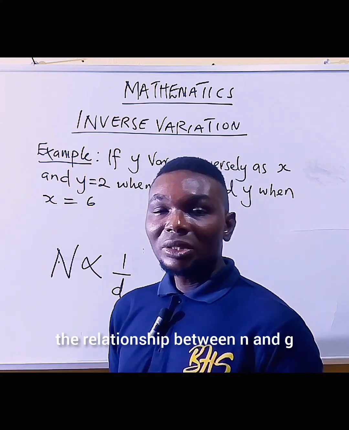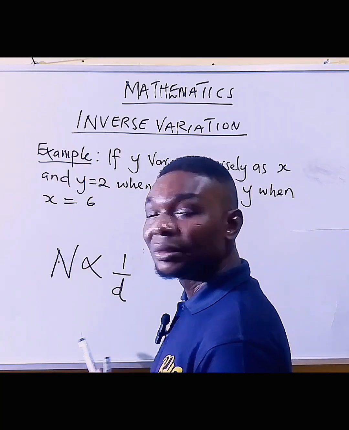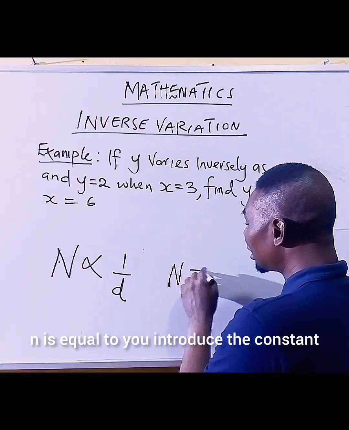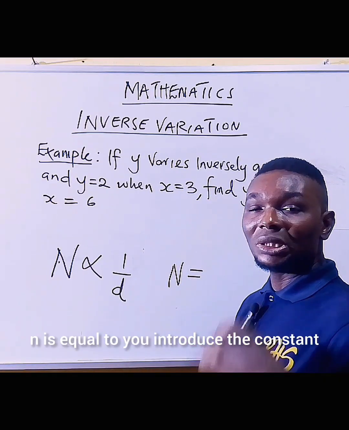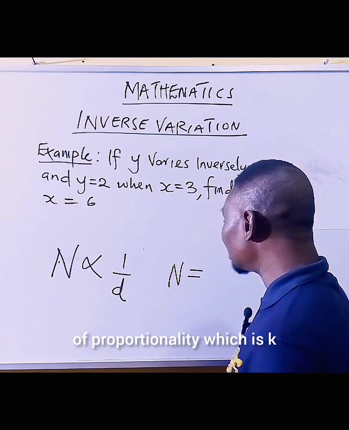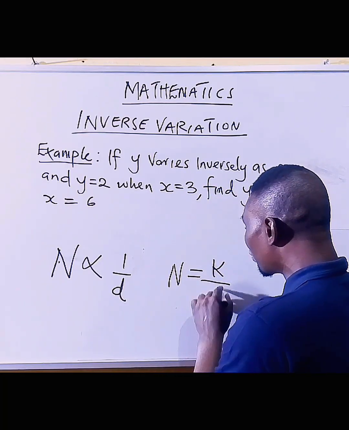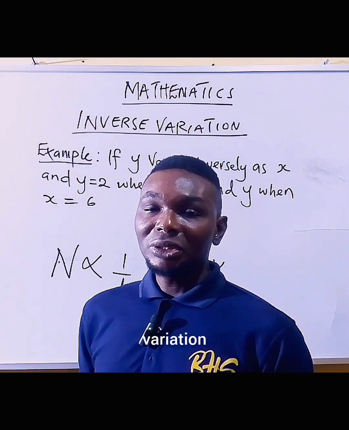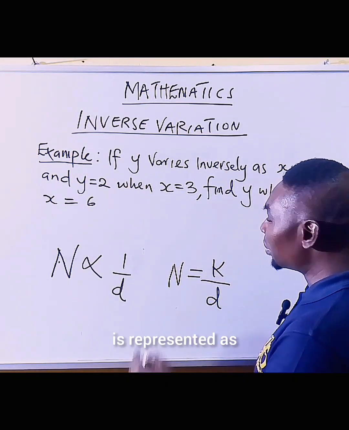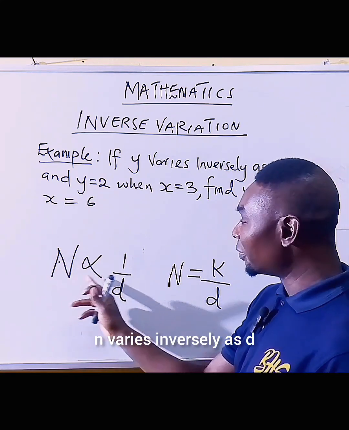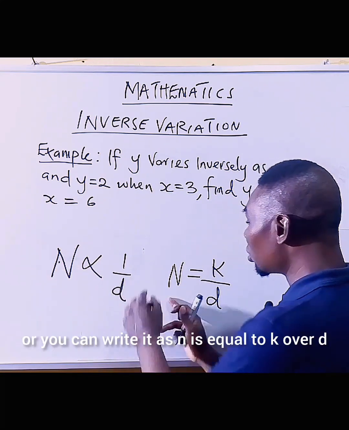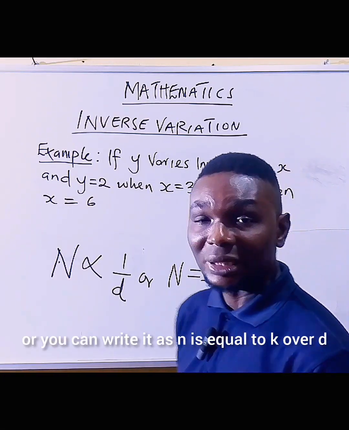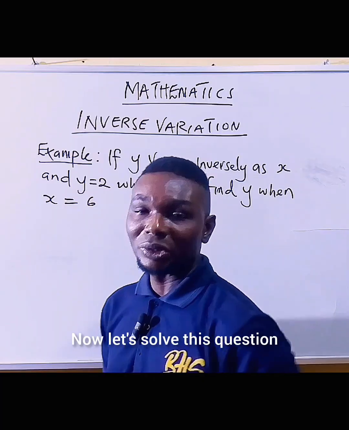The relationship between n and d can also be written as n is equal to, you introduce the constant of proportionality, which is k over d. So inverse variation is represented as n varies inversely as d, or you can write it as n equals k over d. Now let's solve this question.